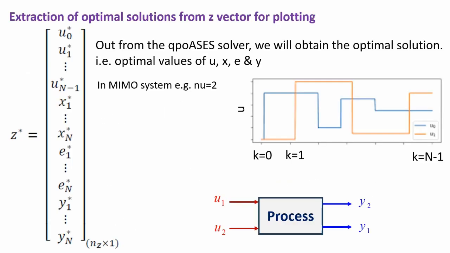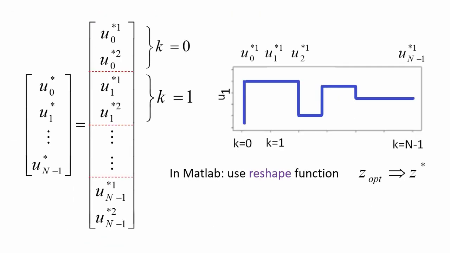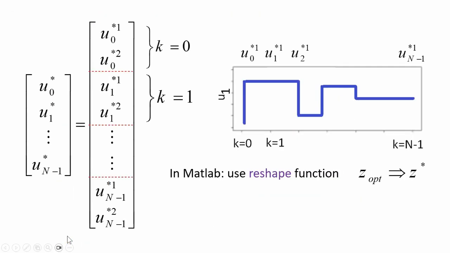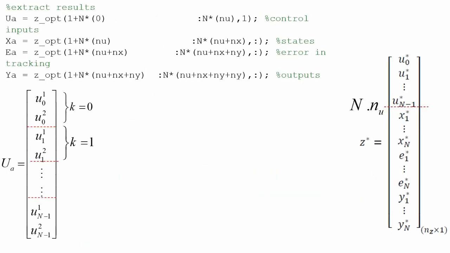So before we can plot our signals, which usually are the input signals and the output signals together with the reference signal, it's a wise idea to first extract all of the u's, then extract all of the x's, then e's and y's separately. Let us first do that. In MATLAB, we can use the following way to extract the u's, x's, e's, and y's. So here z_opt is the z star vector.